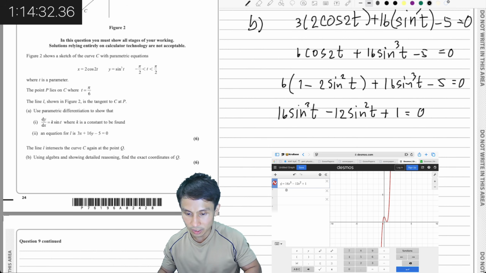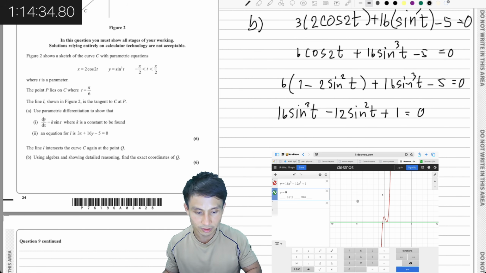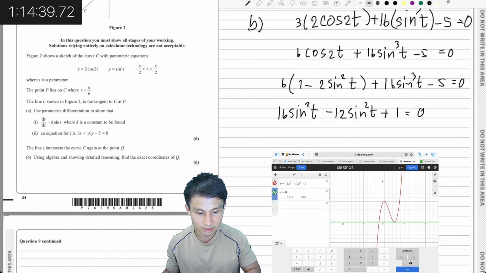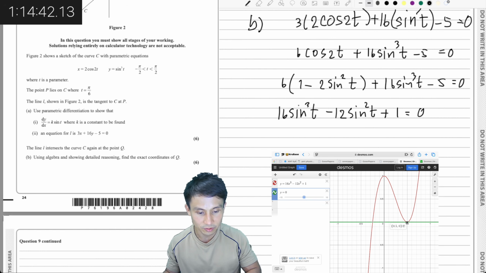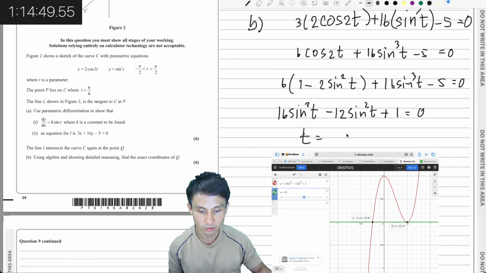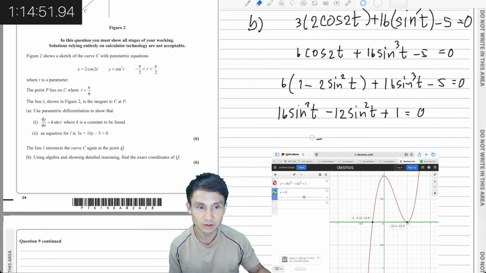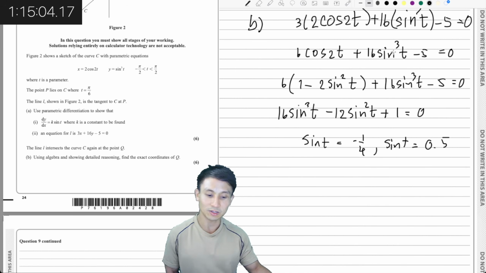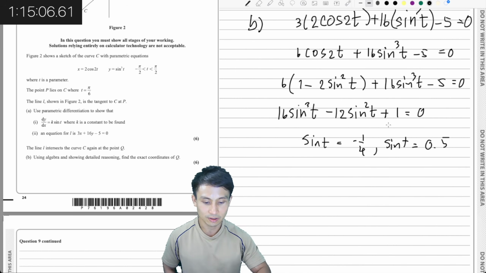Let's just do that, and then y equals 0. Okay, so these will be the answer for me. Let's zoom into that. So there are just 2 points, 0 and, okay, so there are 2 answers here. So I'm gonna get sine t equals minus 1 over 4, and sine t equals 0.5. It's just the x value basically.